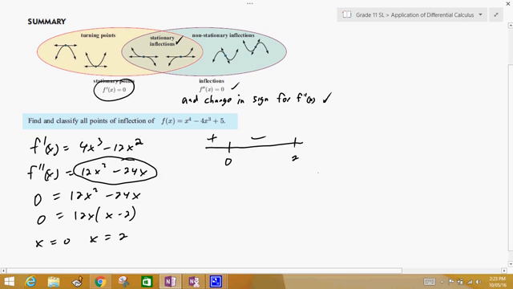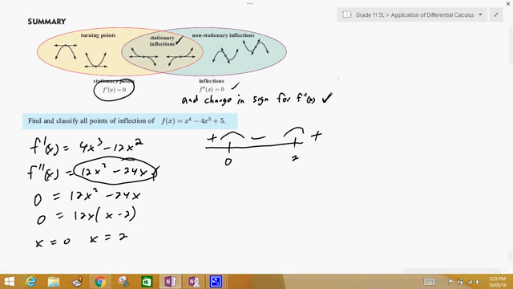And then I'm going to put in a number that's bigger than 2. Let's say a billion. So 12 times a billion squared is going to be a very big number, a lot bigger than minus 24 times a billion. So that becomes positive. So it goes positive, negative, positive. I never figured out what the numbers were, I just figured out whether they're positive or negative. And because it's changing from positive to negative or negative to positive, we know, because of the second rule, that it is an inflection point.